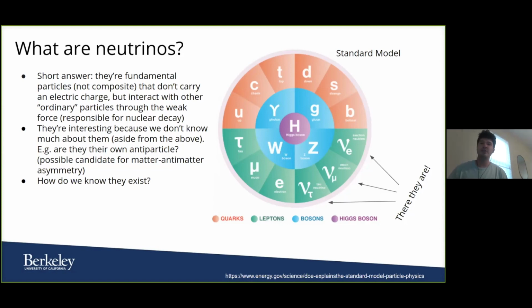For example, some of the interesting questions about them are, are they their own antiparticle? This is something that we haven't figured out yet. And if it's true that they are their own antiparticle, this could be a key in understanding why in the universe we see more matter than antimatter. But I might be getting a little bit ahead of myself, so I just wanted to talk a little bit about how we know these things exist and kind of the history behind how we predicted and then eventually found these guys.